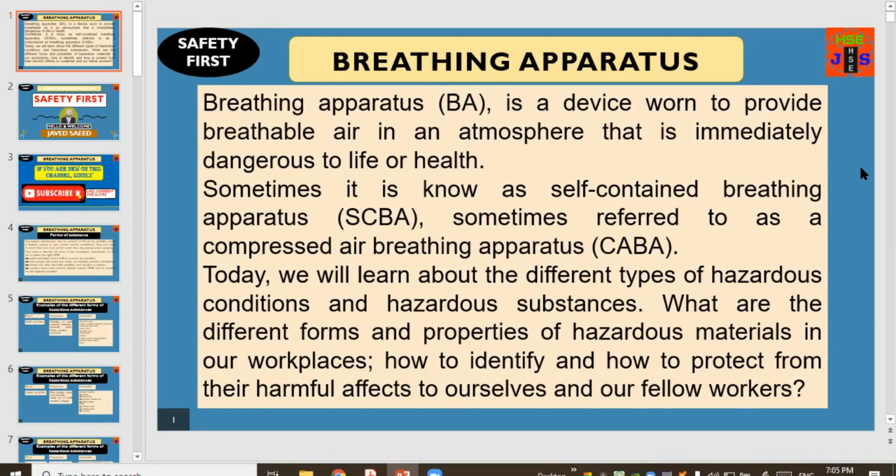Today, we will learn about the different types of hazardous conditions and hazardous substances. What are the different forms and properties of hazardous materials in our workplaces? How to identify and how to protect from their harmful effects to ourselves and our fellow workers.